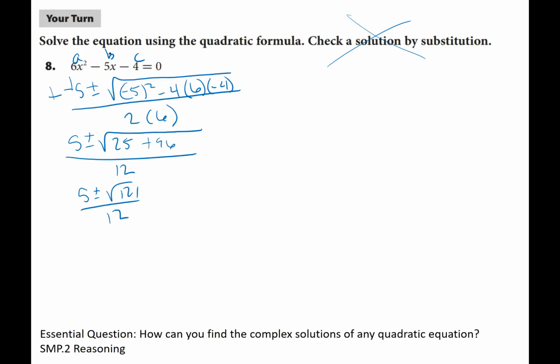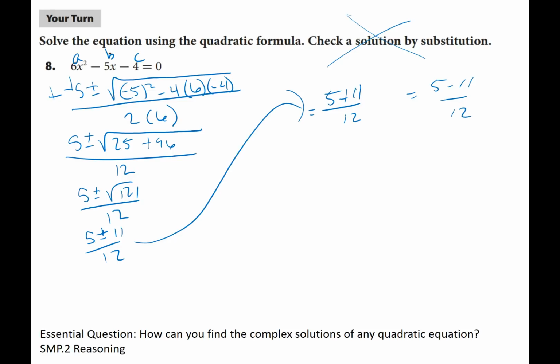all over 12. All right, so this one is really different because it's going to come out with an actual nicer looking answer. Square root of 121 is 11. I cannot leave my answer like that because I can get a numerical answer. So the way we deal with that is we split it into two. We've got 5 plus 11 over 12 and 5 minus 11 over 12. 5 plus 11 is 16 over 12. 4 goes into both of those, so that one comes out to be 4/3. 5 minus 11 is negative 6 over 12, which 6 goes into both of those, so it reduces to negative 1/2. Something like that would be more reasonable to plug in and check.